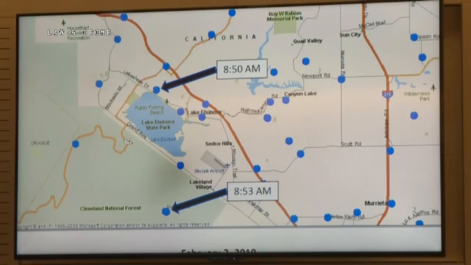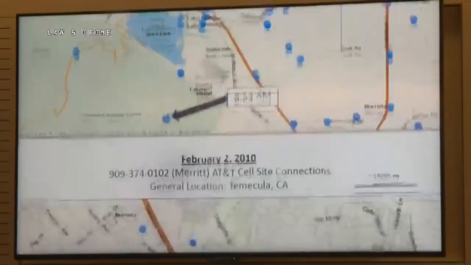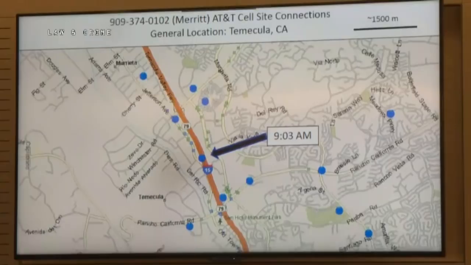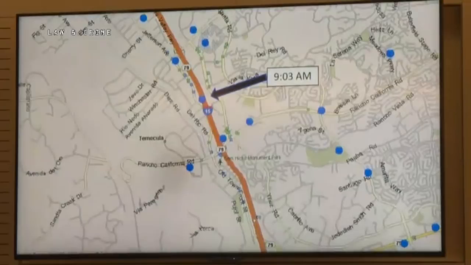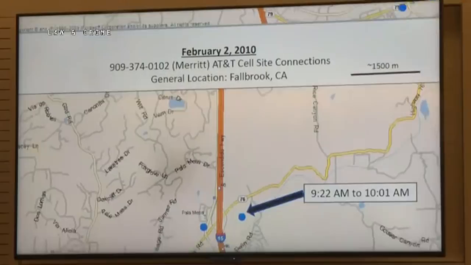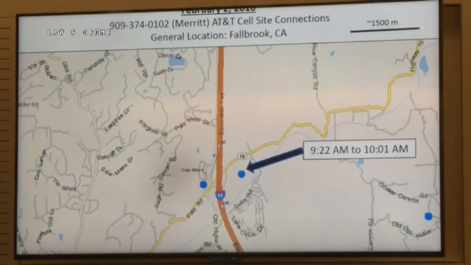445, I believe, is next. Is that correct? Yes. Can you tell us what that shows us? It's the continuation for February 2nd. This is a single call at 9:03 a.m. and connects with a cell tower in the Temecula area. And 446, I believe, is next. Is that correct? Yes. And this is a continuation, February 2nd at 9:22 a.m. through 10:01 a.m. There's connections on the cell tower near Interstate 15 and Highway 76 near the Avocado Vista Lane residence.